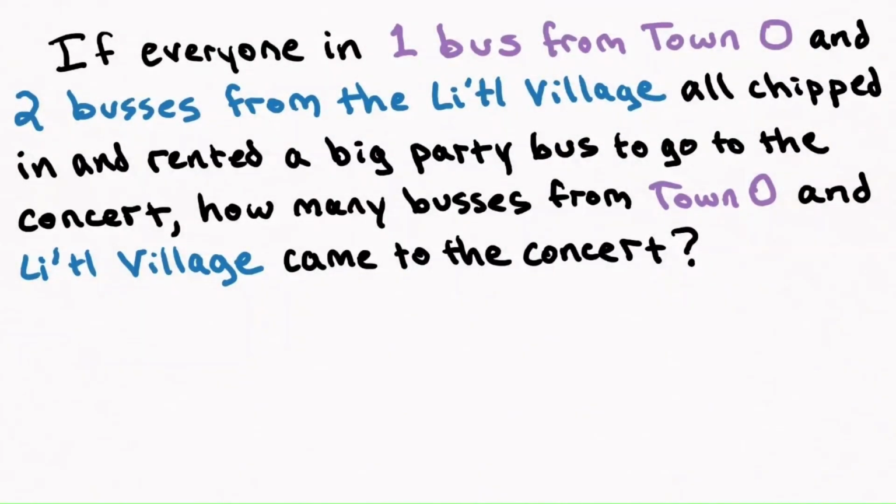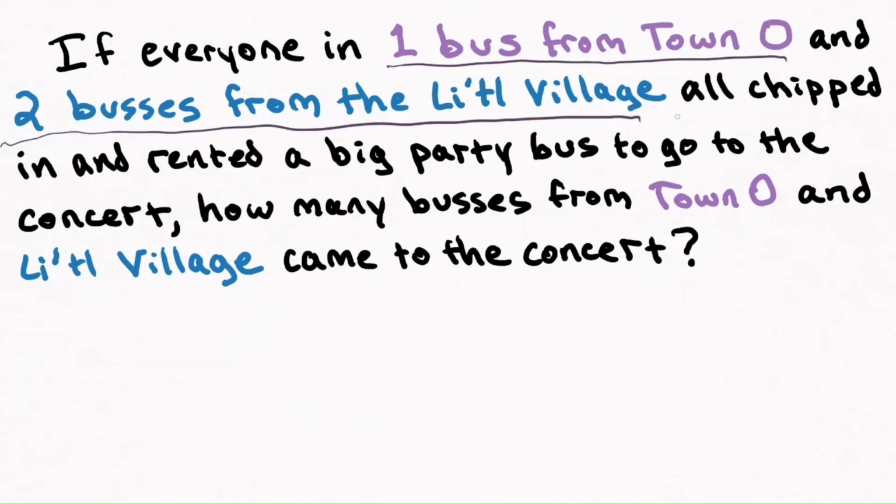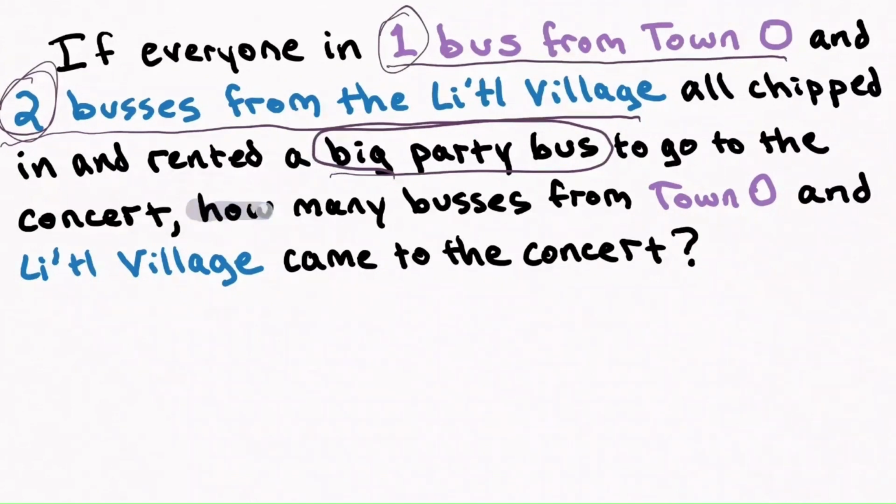Now, here's another question. If everyone in one bus from town O and 2 buses from the little village all chipped in and rented a big party bus to go to the concert, so they're not taking their own buses. There's just the people from one bus from town O, and the people from 2 buses from the little village, but they all got together and rented a big party bus to go to the concert. So the question is, how many buses came to the concert?